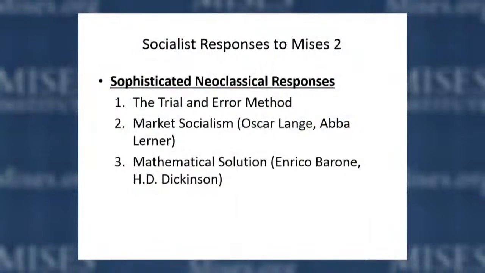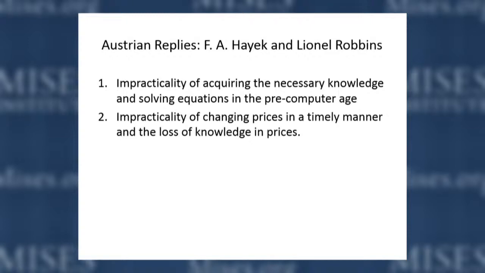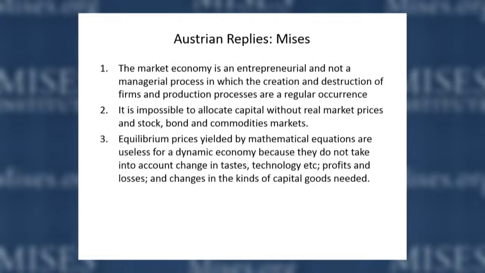And last, I'll just give, because I'm running out of time here, there were much more sophisticated responses that came forth in the 1930s, which were produced by neoclassically trained economists, mainly British and American economists, okay? And Hayek and Lionel Robbins responded to them and basically said, well, yes, theoretically, these solutions could work, but they wouldn't really be practical. But Mises responded in a much more incisive way.